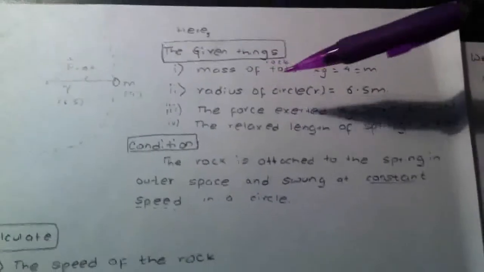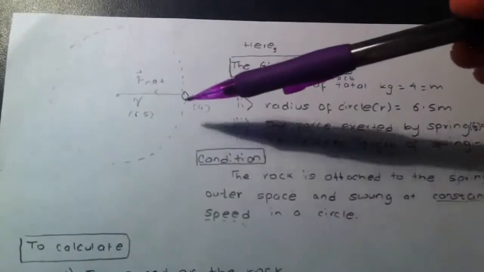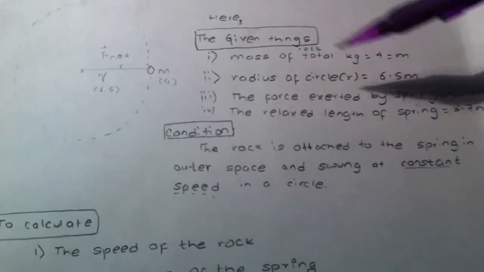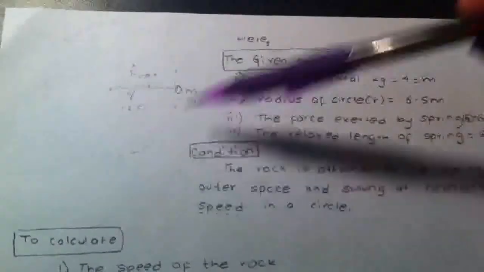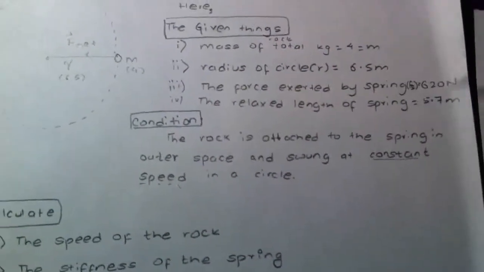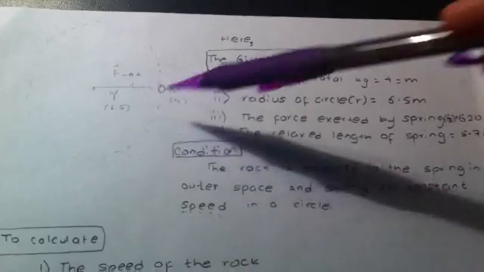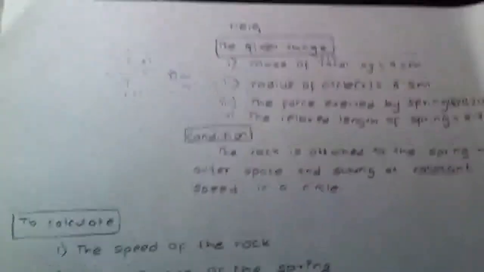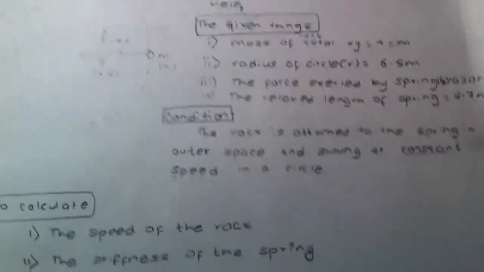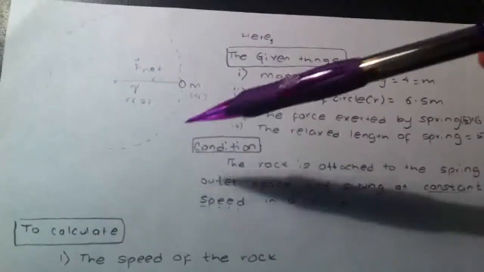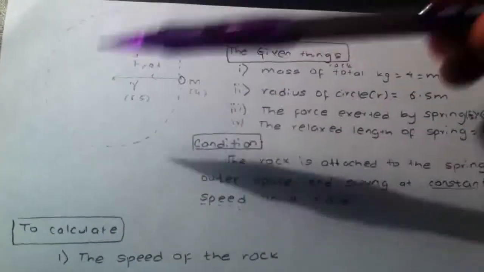Now, let's get started. The given things we have is first the mass of the rock, which is 4 kg. The second thing given is the radius of the circle with which it's going around, that is 6.5 meters. And then the force exerted by the spring in a constant magnitude, which is F net, is given, and the relaxed length of the spring, 5.7 meters, is given. Again, the condition of the problem is the rock is attached to the spring in outer space, and the spring is swung around in a circular motion.